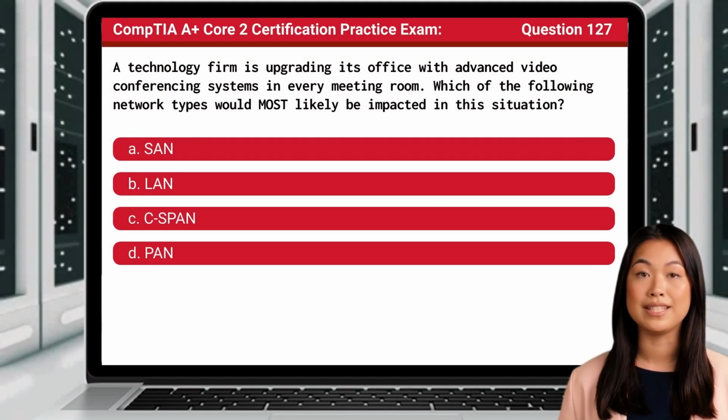Question 127. A technology firm is upgrading its office with advanced video conferencing systems in every meeting room. Which of the following network types would most likely be impacted in this situation?